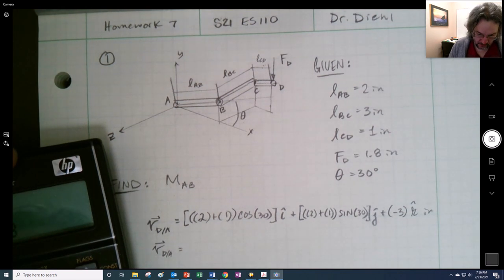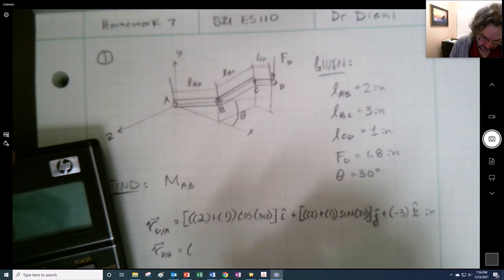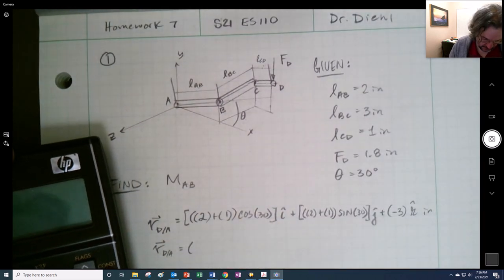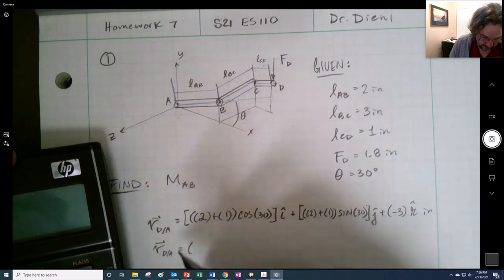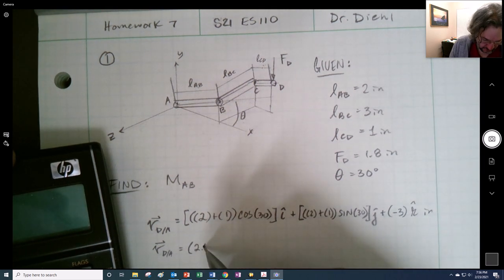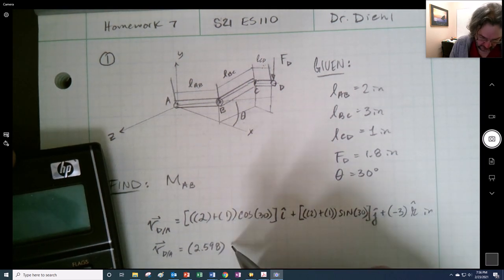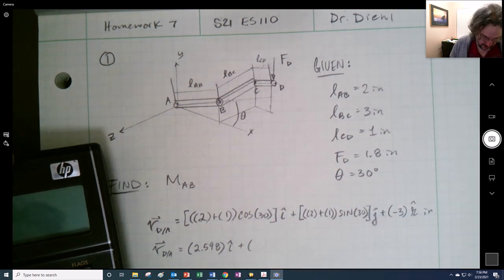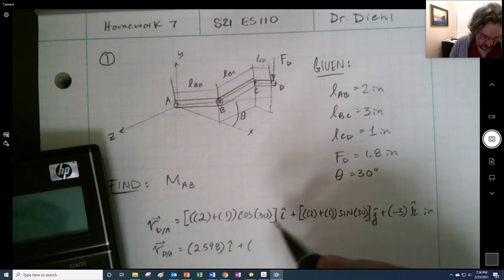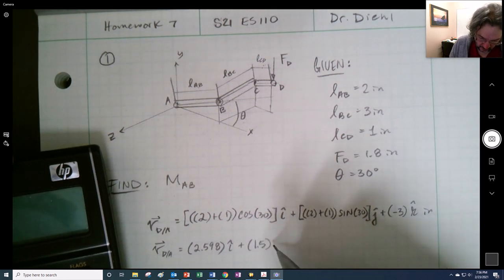So we have 3 times cosine of 30. All right, so that should be 2.598 i. And then this one is going to be 3 times the sine of 30, so that should just be 1/2 of it, right? Sure. So 1.5 upwards.